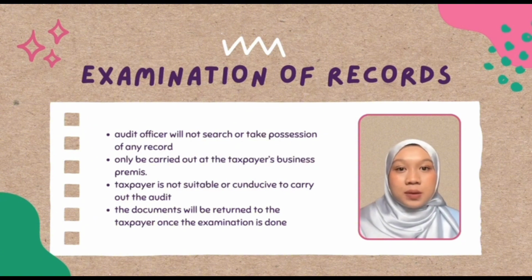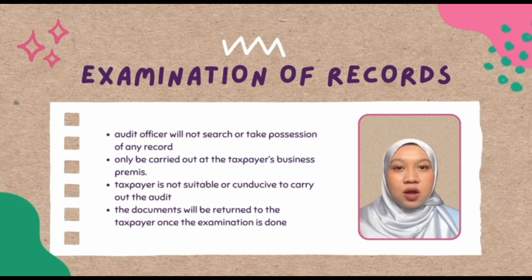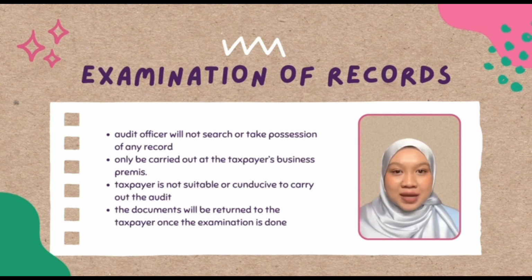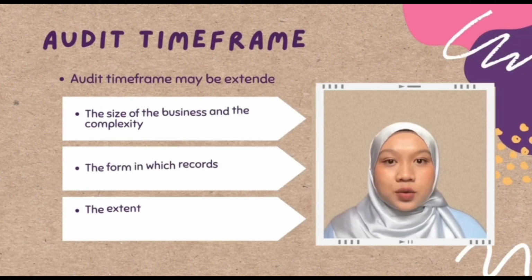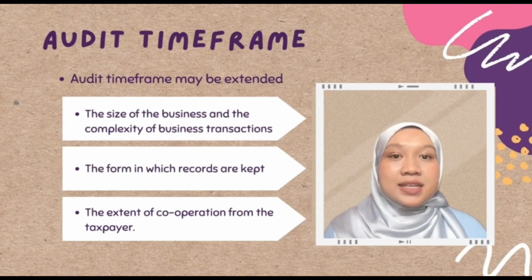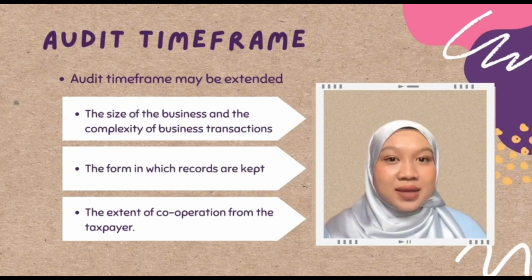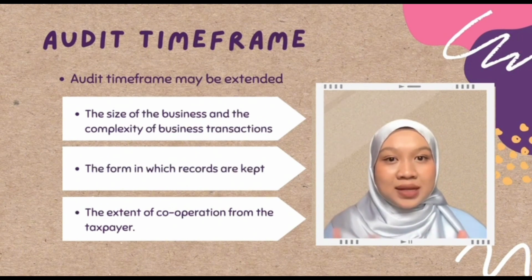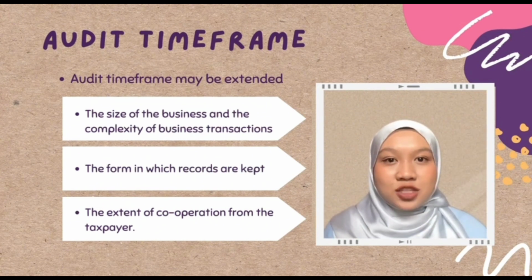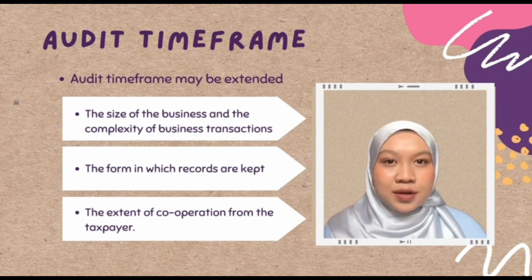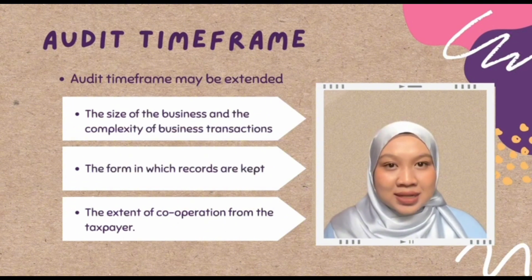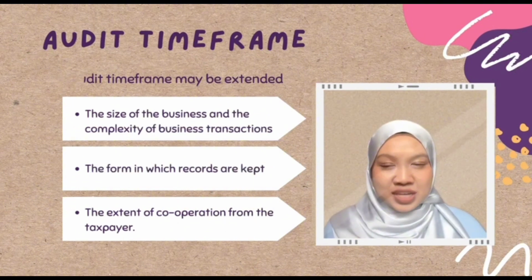However, if the taxpayer's workplace is unsuitable or a copying facility is unavailable, the audit officers may obtain records for examination at the IRBM's office with the taxpayer's consent. The on-site record examination takes 1 to 3 days but can be extended based on factors like business size, transaction complexity, record format, and taxpayer cooperation. This timeframe is applicable only to field audits and is subject to change.